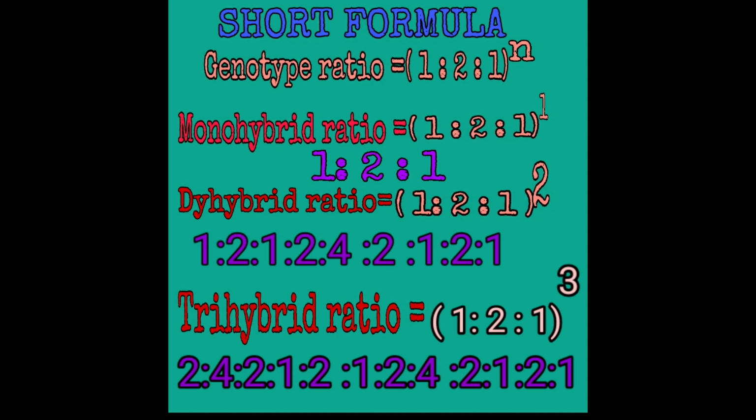Now to find the genotypic ratio of the monohybrid, dihybrid, and trihybrid crosses, we use the formula 1:2:1 raised to the power n. Here n is the number of characters or traits, so we can put in the number. In monohybrid, we place 1 in place of n and we get the ratio 1:2:1. In dihybrid, we place 2 in place of n and we get 1:2:1:2:4:2:1:2:1. And in trihybrid, we place 3 in place of n and we get the ratio 2:4:2:1:2:1:2:4:2.